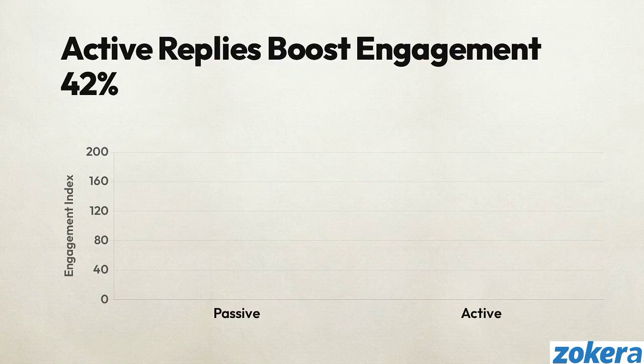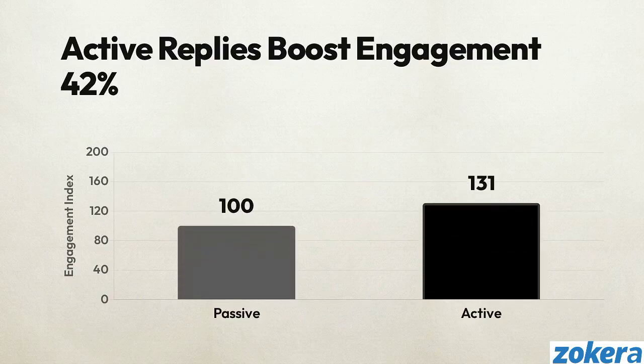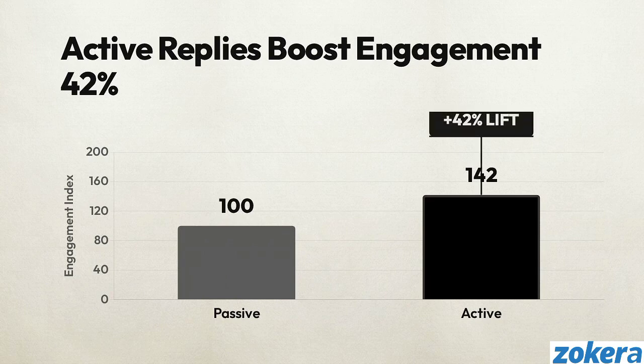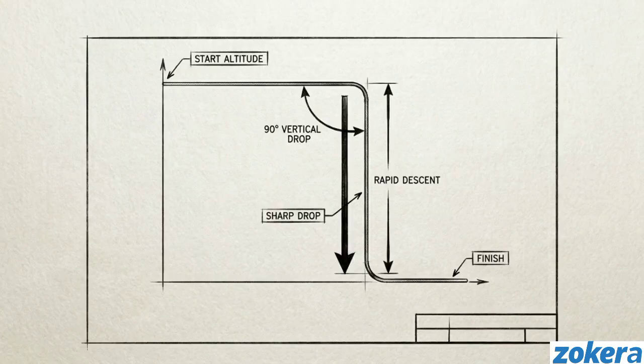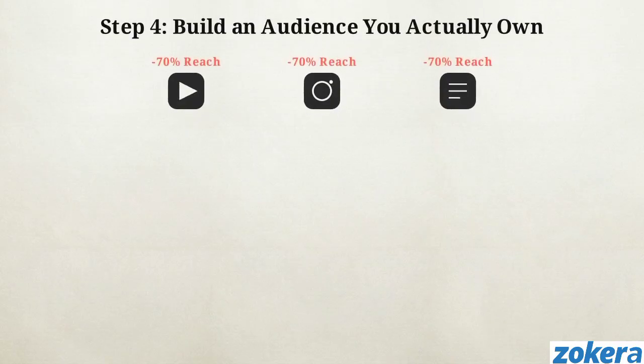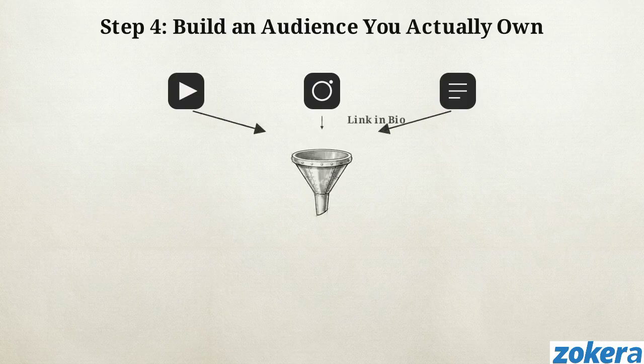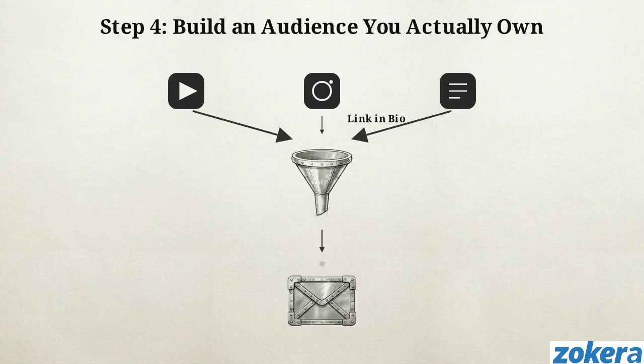This chart shows the tangible impact of that effort. Actively replying to comments and initiating conversations can create up to a 42% lift in overall engagement across your profile. But even with perfect engagement, social media platforms can update their algorithms overnight, potentially dropping your organic reach by 70%. Step 4 protects you from that risk. You must build a bridge to an owned channel, like an email newsletter. Place a dedicated link in your bio to actively direct your audience off the timeline and into your inbox.